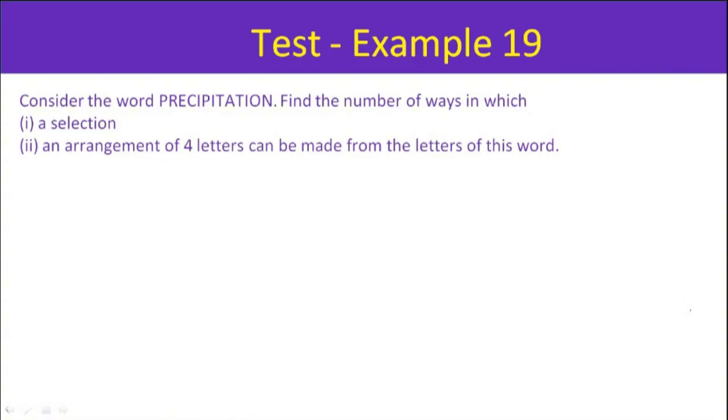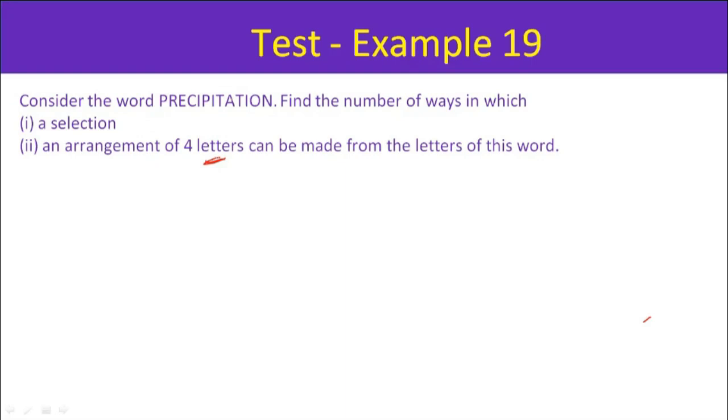Consider the word precipitation. Find the number of ways in which, first question, you can select 4 letters. That's question number 1. Question number 2 is, in how many ways can you arrange these 4 letters? First is just the selection. Second is the arrangement of it. Again, every letter is coming differently, so the method has to be similar to what we did. You'll have to make every possible case. P is coming thrice, right?